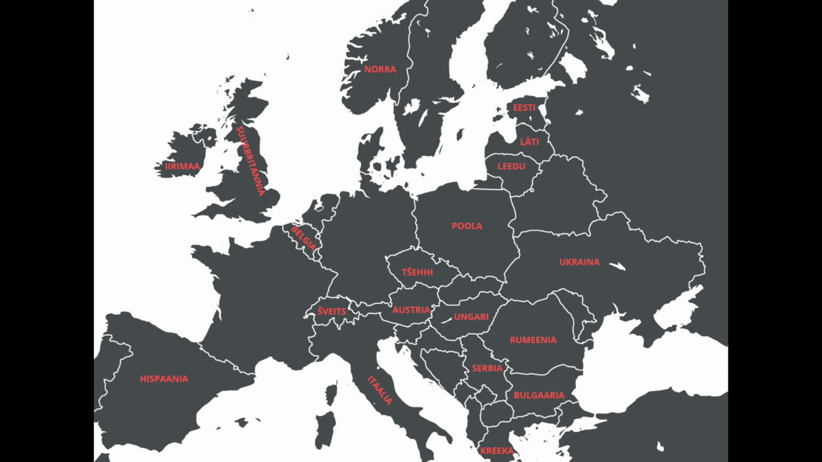However, some country names are quite different. For example, Sweden is Rootsi, Finland, Soome, and also Prantsusmaa, Saksamaa, and Venemaa. Also, you can see that some of the countries have maa in the end. Maa means land. So, for example, Ireland is Iirimaa, but also then Prantsusmaa, Saksamaa, and Venemaa.